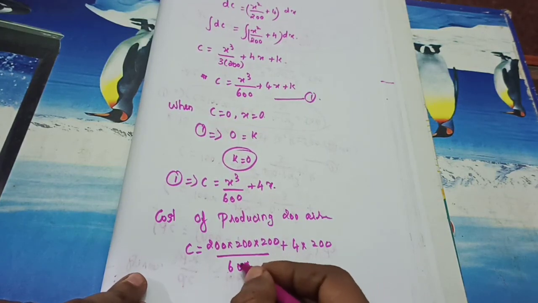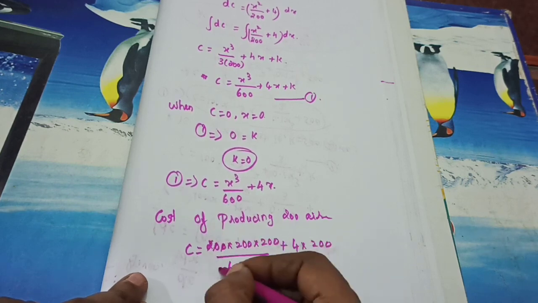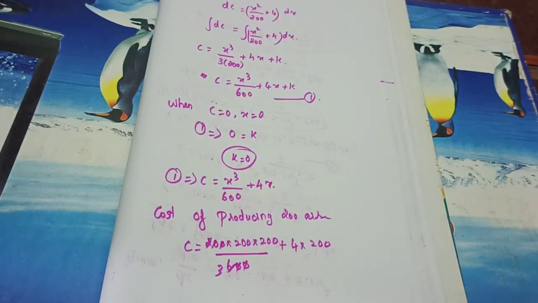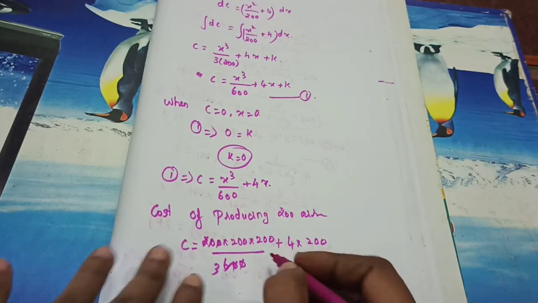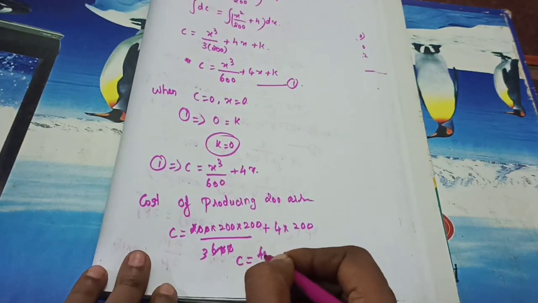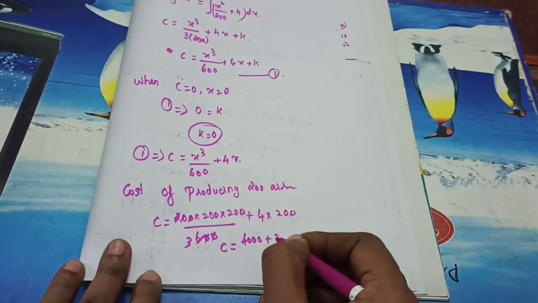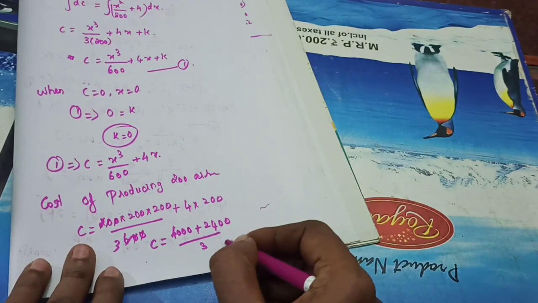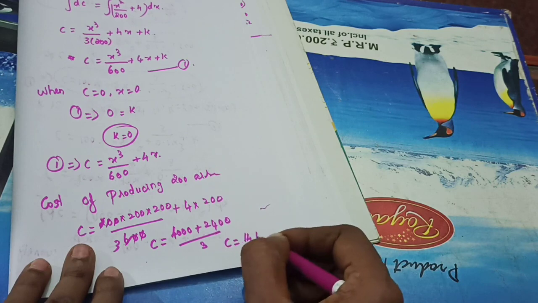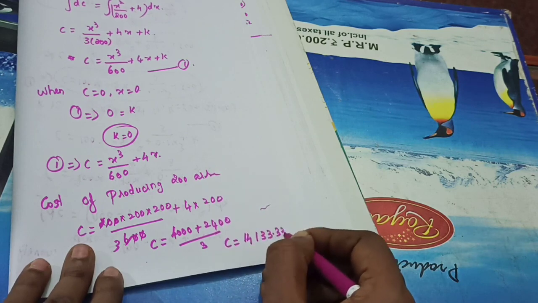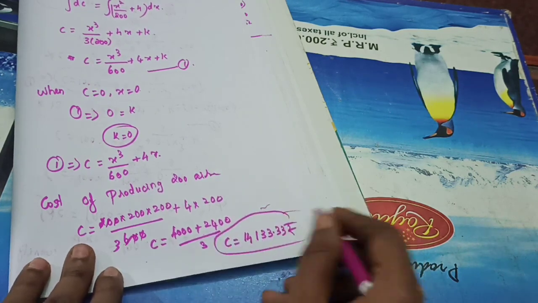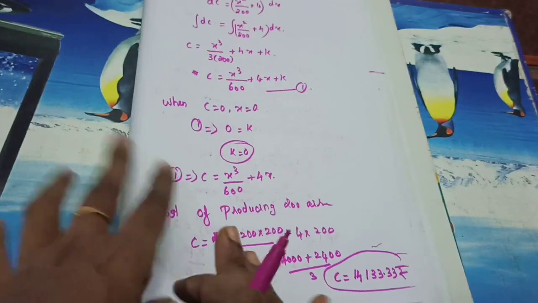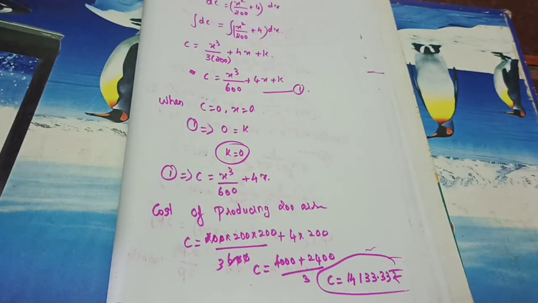Now you simplify. This will get cancelled, this will get cancelled, 3. So c is equal to 4000 plus 2400 divided by 3. If you find out the answer, you will get c equal to 14133.33 rupees. Check it by using the calculator. Understand? So very easy. These are all the things you can do in homework.